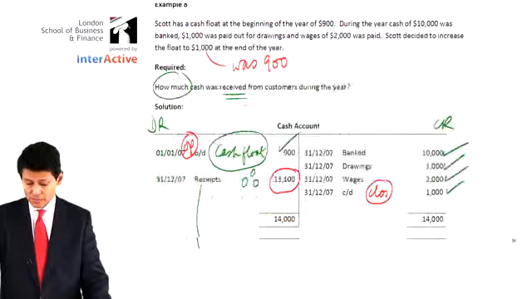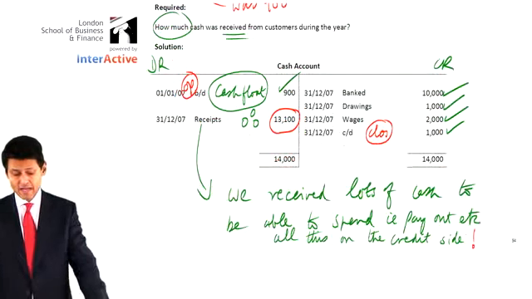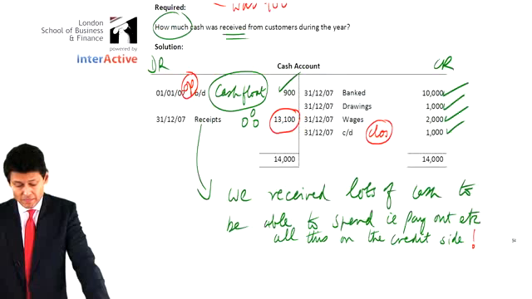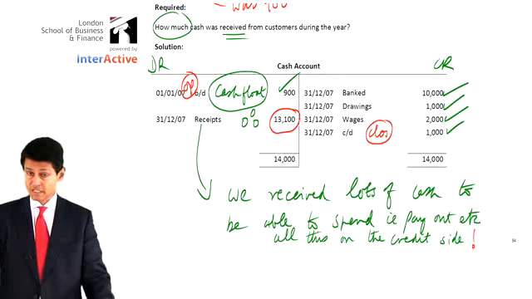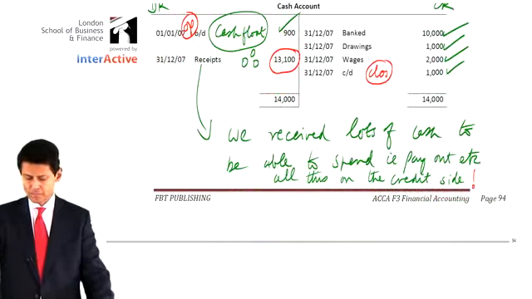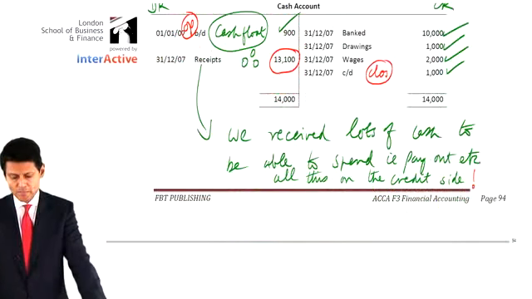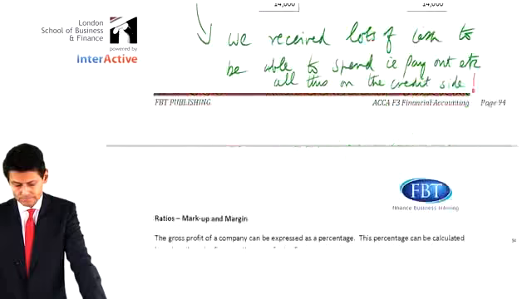How much cash was received from customers during the year? Now, if you've got a cash float of 900 and a closing cash float of 1,000, and you've managed to bank 10,000 and drew 1,000 and had wages paid of 2,000, the simple truth is you've received a huge amount, 13,100. Very similar to the previous exercise. We received lots of cash to be able to spend like that, to pay out, etc. All this on the credit side.